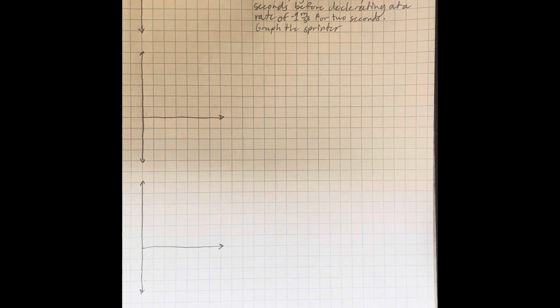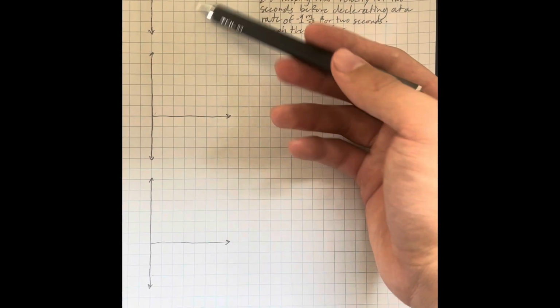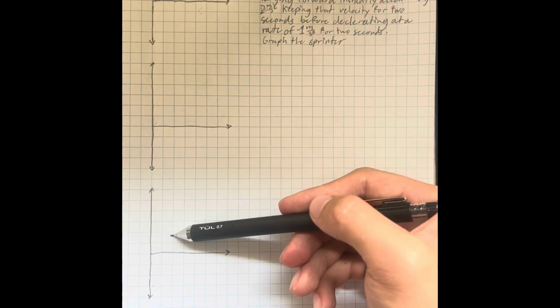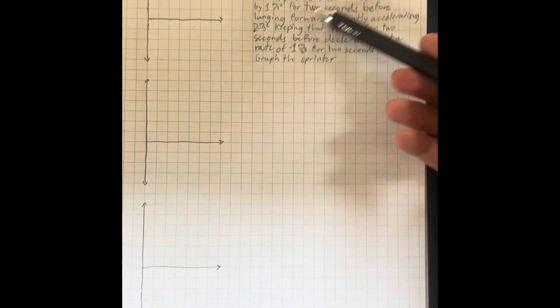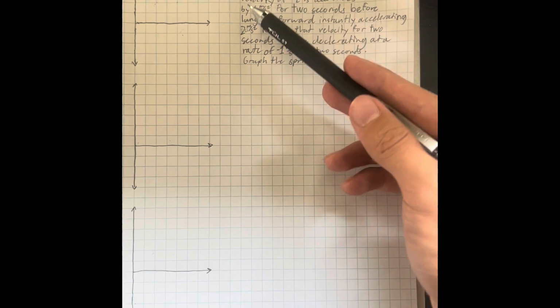Hello, and so we are doing graphing for acceleration. Now we have this word problem here and three graphs. One's velocity, one's acceleration, and one is a distance graph. So for our word problem, we have the title, quick graphs, and then we have the word problem.